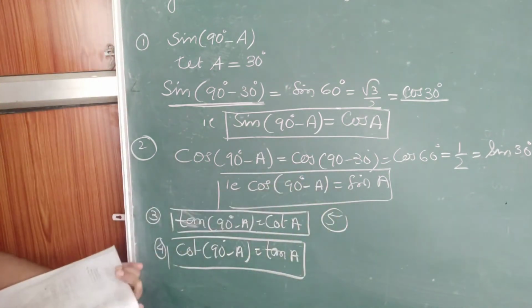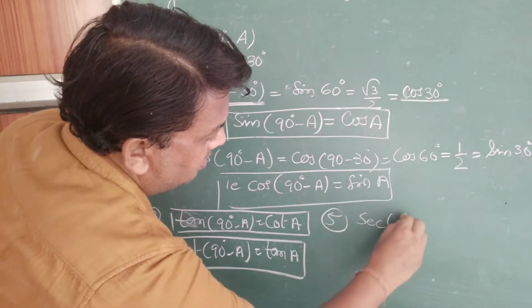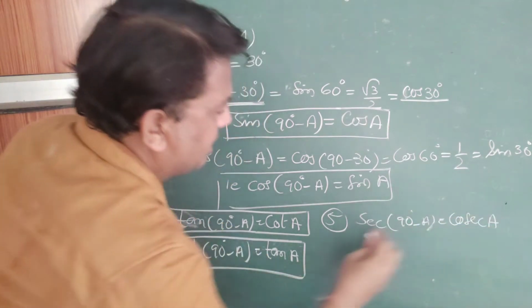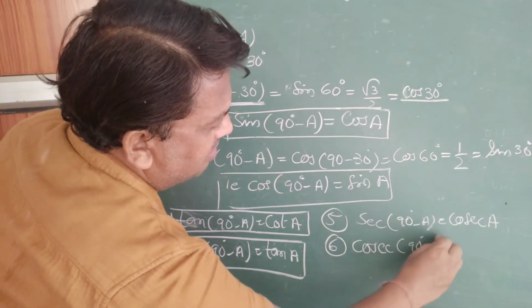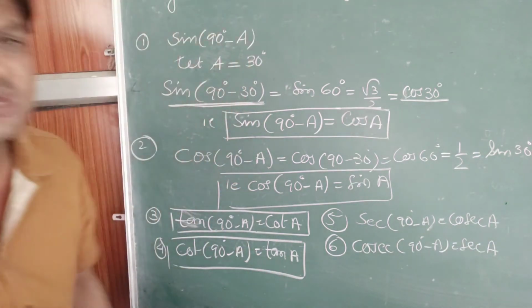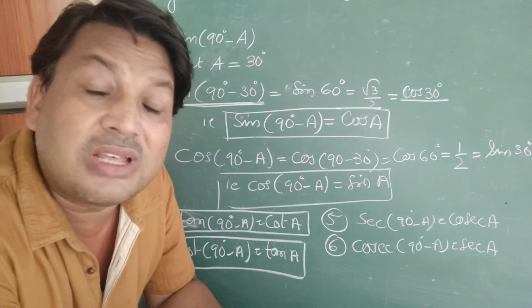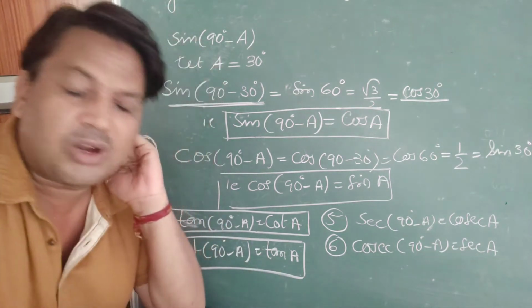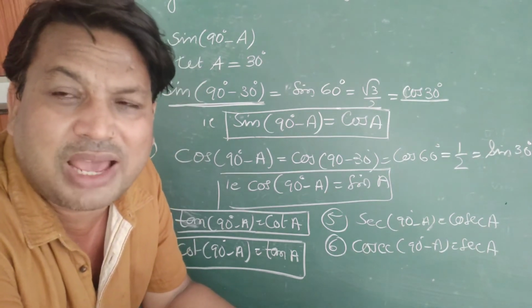Now children, after that, sec 90 degree minus A is equal to cosec A. And cosec 90 degree minus A is equal to sec A. See children, you should not be confused when we relate sine and cosec. Sine is inversely related to cosec, that is sine theta is equal to 1 by cosec theta, or cosec theta is equal to 1 by sine theta. Cos theta is equal to 1 by sec theta, and sec theta is 1 by cos theta.